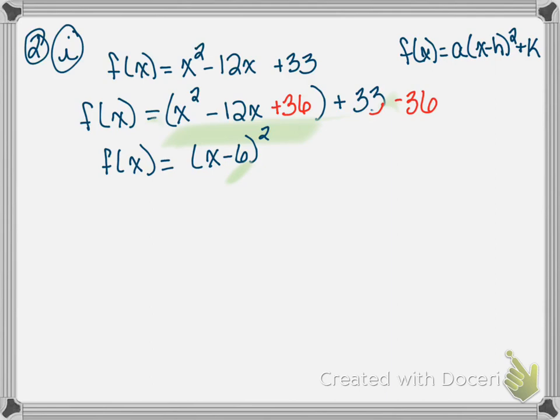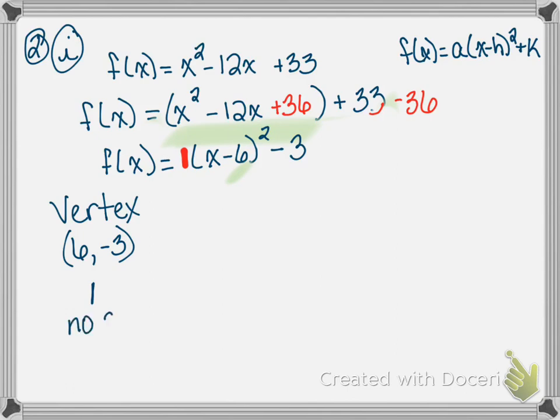Then I have 33 minus 36, and that gives me minus 3. So my vertex here is 6, negative 3. My a value, or my stretch and shrink factor, is positive 1. So there's just a 1 right here. You don't have to write that 1 down, but that's what's right there. So you could put the value of 1, or you could write no stretch or shrink factor. Either one of those is acceptable.